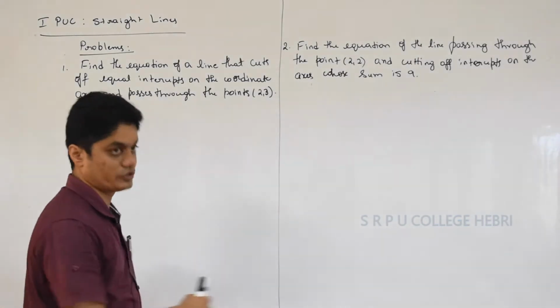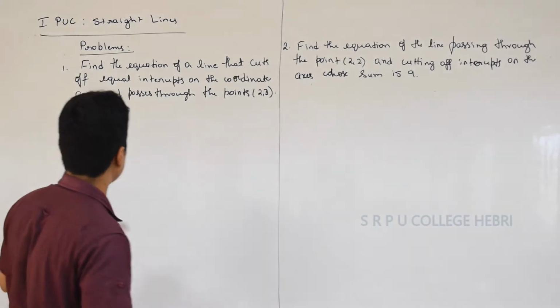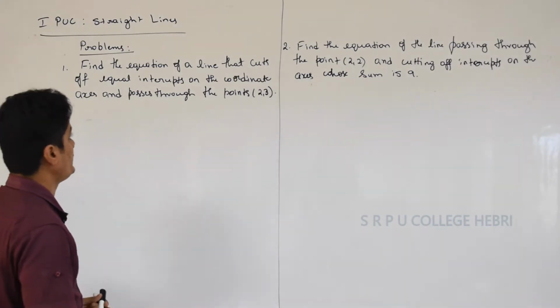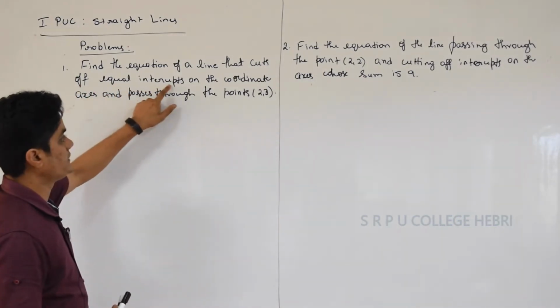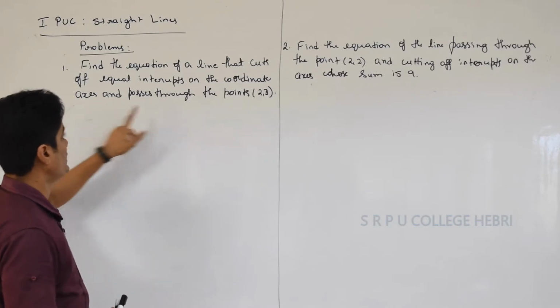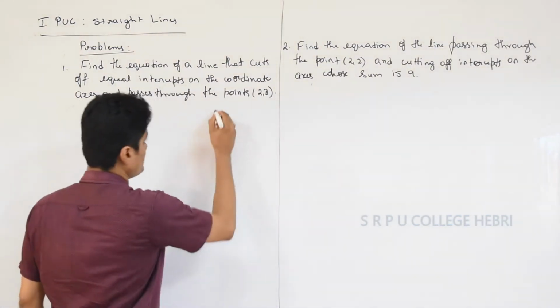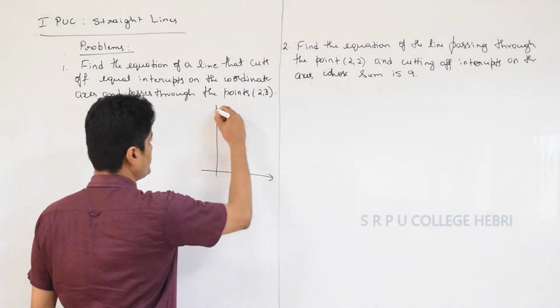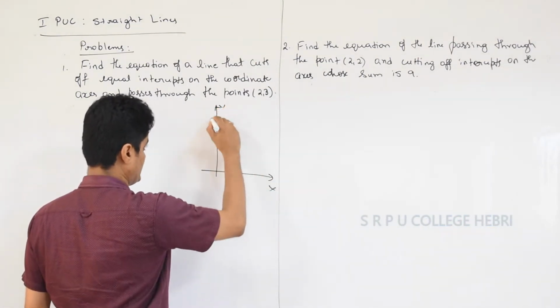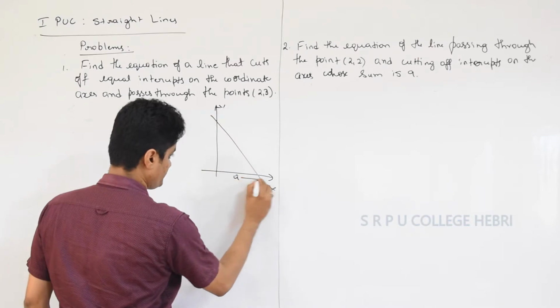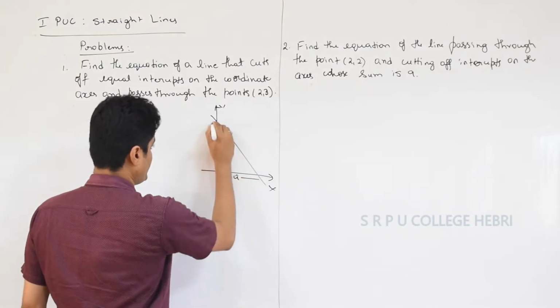Today we are going to solve a few more problems, and today's first problem is like this. Find the equation of a line that cuts off equal intercepts on the coordinate axes and passes through the point (2, 3). What do we mean by equal intercepts? X intercept is equal to Y intercept. Nothing else special. So if this is a, according to the given data, this should be a.